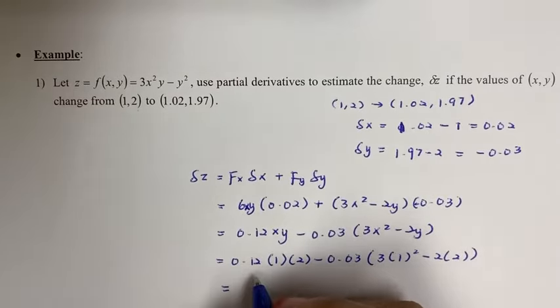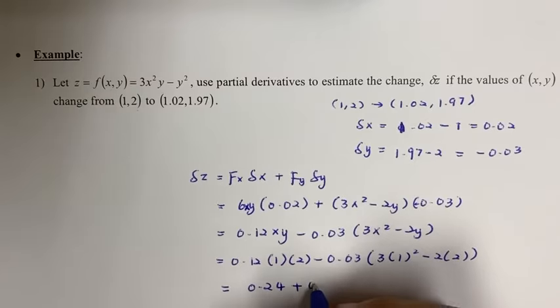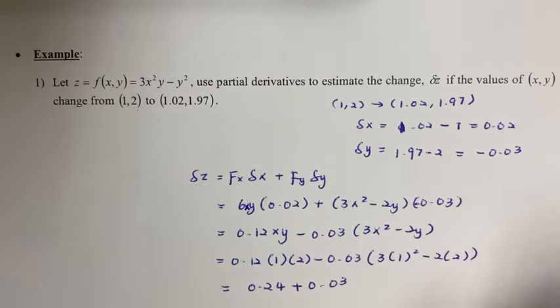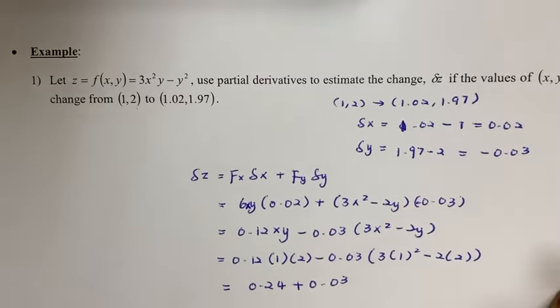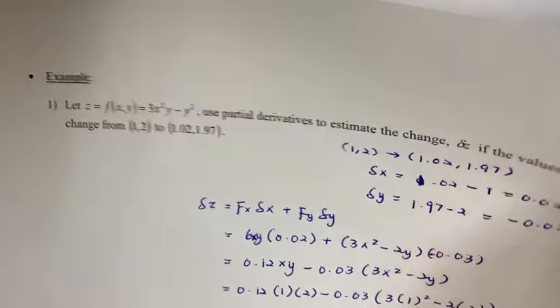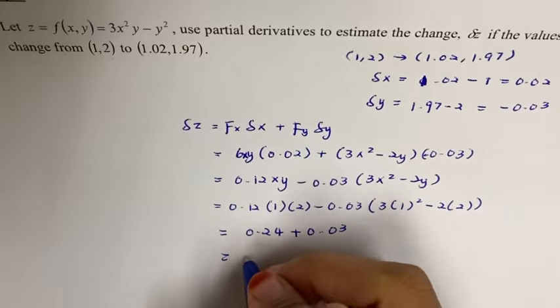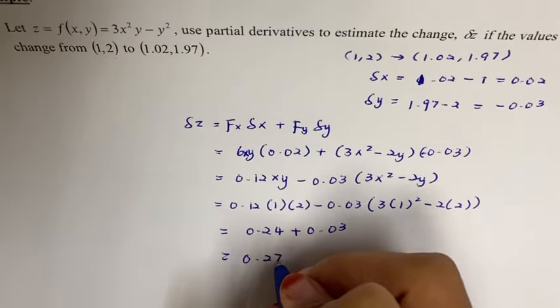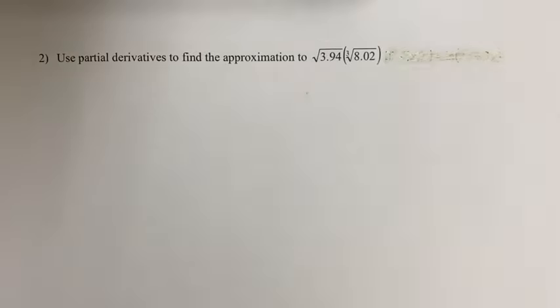So this is equal to 0.24 plus 0.03. And the value for delta z is equal to 0.27. For example 2, use partial derivative to find the approximation to square root 3.94 multiplied by cube root 8.02.